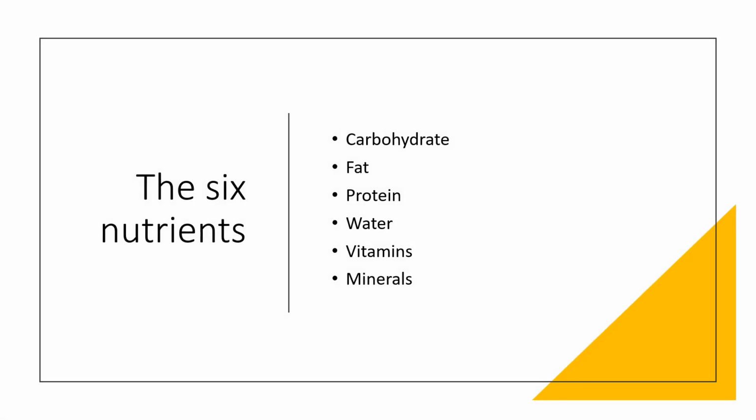We have our carbohydrates, our fat, protein, water, vitamins, and minerals. Alcohol is often also considered to be a nutrient. However, since it is non-essential in the diet, we don't include that in our main categories of nutrients. Nutrients are these life-sustaining things that we need.